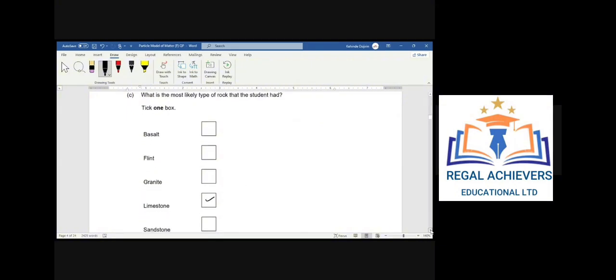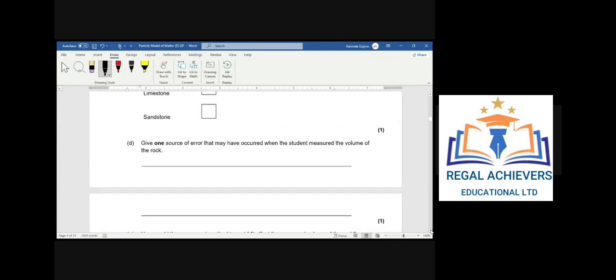Then quickly, let's look at the next question. They say we should give one source of error that may have occurred when the student measured the volume of the rock. One major mistake that they probably will have is when they are taking the measurement of the water through the cylinder. The eye position while they are reading the measurement in the cylinder can be one of the errors that might occur during the experiment.